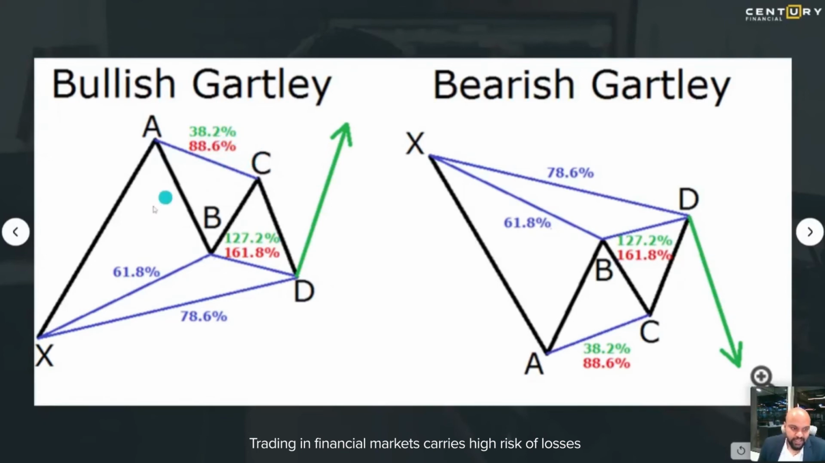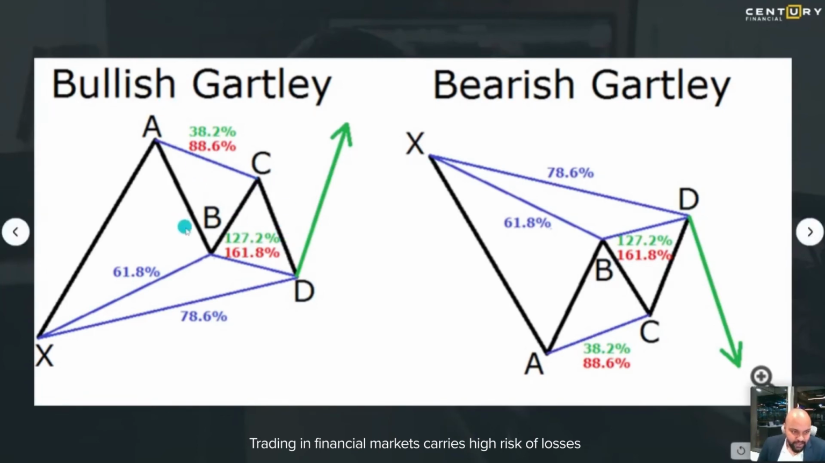Again, these are other Fibonacci numbers. 61.8 is the golden ratio. You divide your first number with your second number, you get 61.8. You divide your first number with your third number, you get 38.2. 88.6 is basically the square root of 61.8. So there are a lot of other numbers in Fibonacci. Again, I will not get into detail for each of these numbers, but it is there in your drawing tools by default, where you can select all these numbers without calculating it.